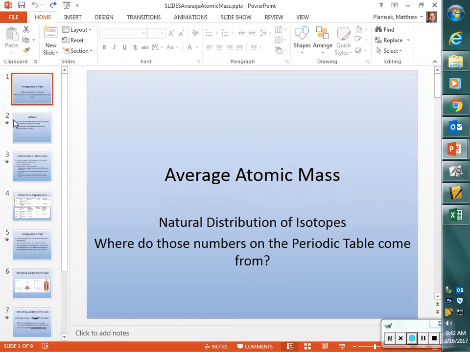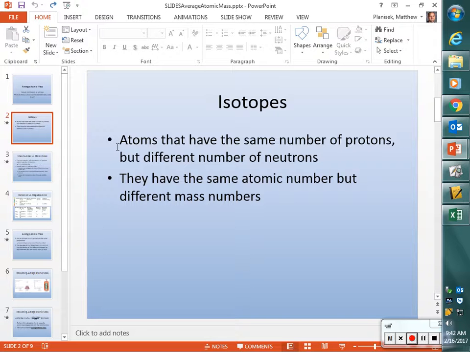And then that led us to isotopes, right? And we talked about isotopes being atoms that have the same number of protons but a different number of neutrons. They have the same atomic number but different mass numbers. They're the same element, but they have a different mass, and that means they have a different mass number. So they have this Roman numeral 1, letter B. They have the same atomic number, but a different mass number.